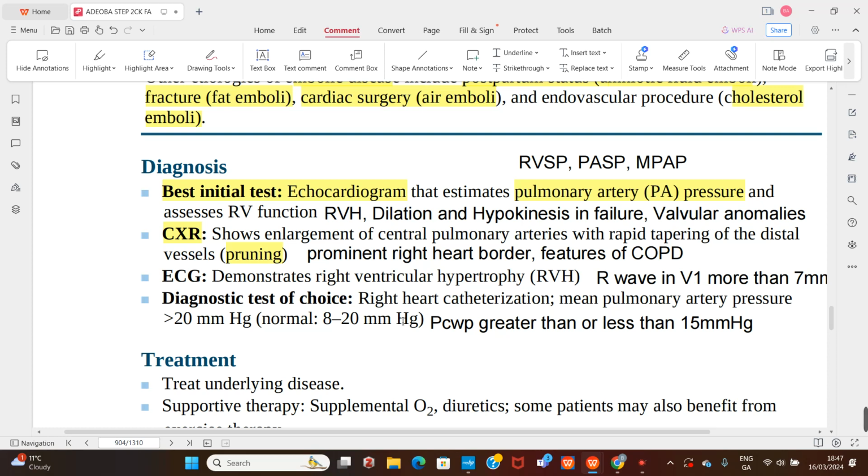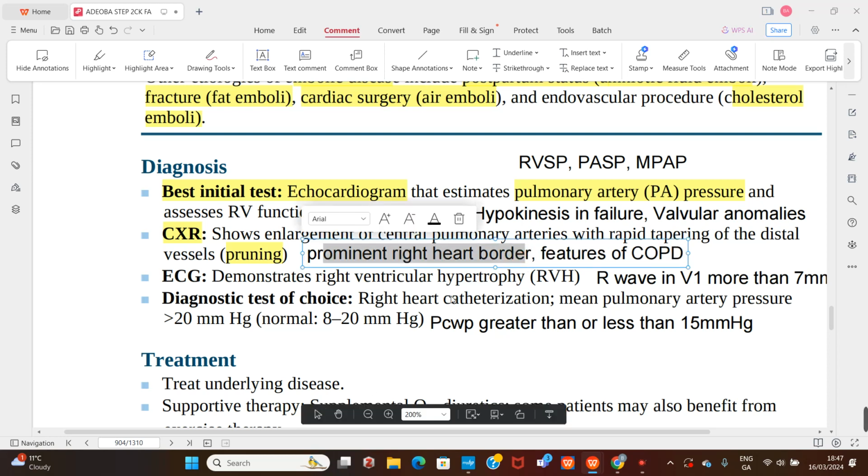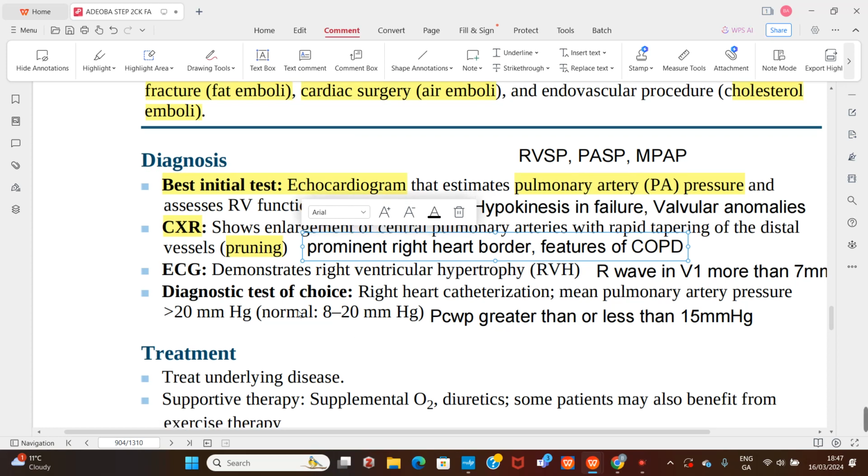So, and the right heart border might be prominent. You see it's very conspicuous because of right ventricular enlargement. And you can see features of COPD depending on the cause. If we do our ECG, we are going to see evidence of right ventricular hypertrophy, which is an R wave in V1.